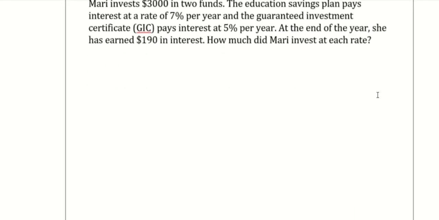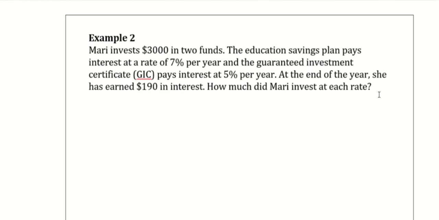For example 2, we are looking at Mary and an investment. So Mary invests $3,000 in 2 funds. The education savings plan pays interest at 7% per year, and the guaranteed investment certificate, which is a GIC, pays interest at 5% per year. At the end of the year, she has earned $190 in interest. How much did Mary invest at each rate?